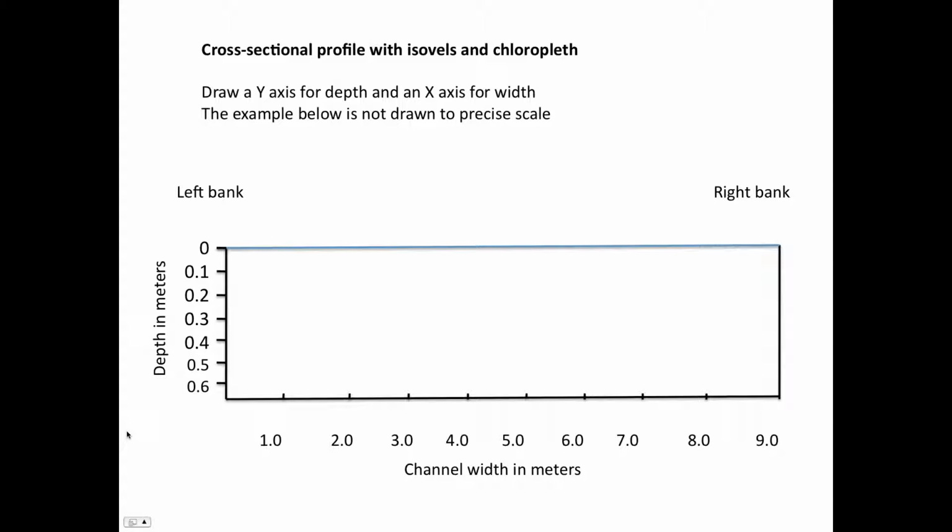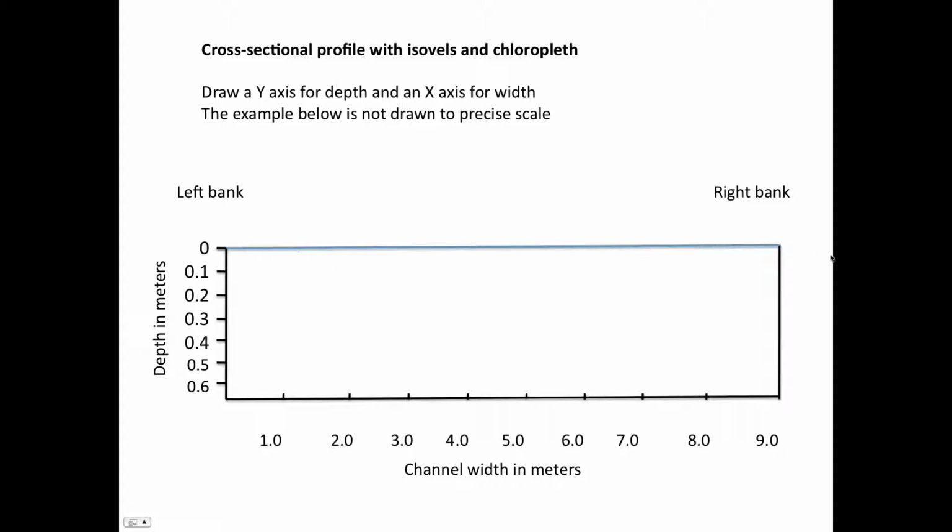Hi, this is a screencast to show the cross-sectional profile of a river with isovels and a choropleth. What we've simply got is a graph here with a y-axis and an x-axis. The y-axis is measuring the depth in meters from 0 down to 0.6. The channel width is measured in meters from 0 to 9. See the left bank and the right bank.